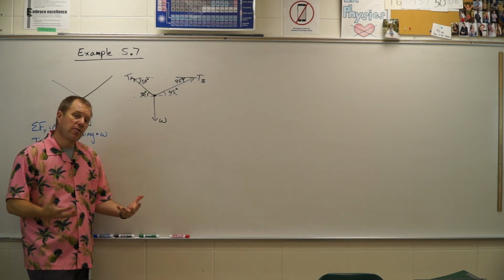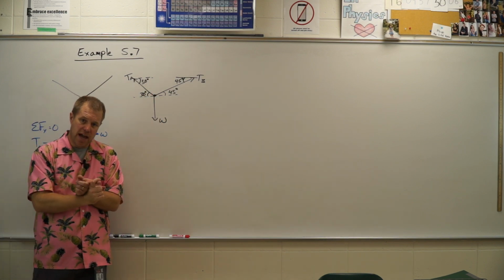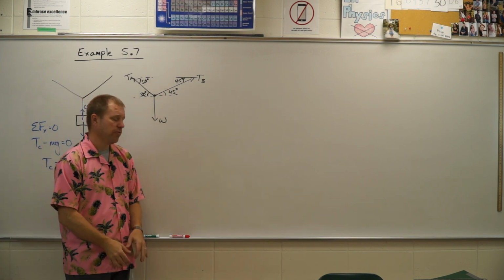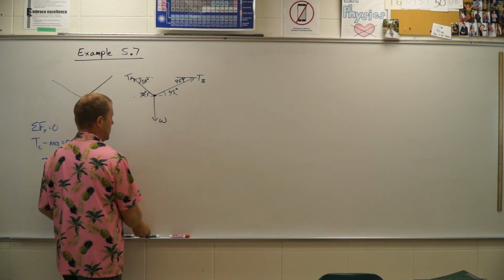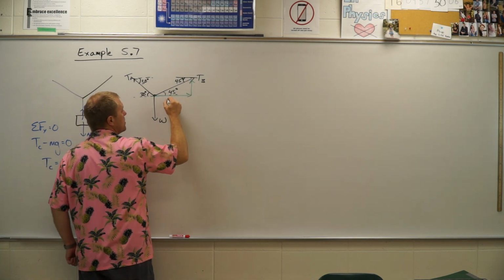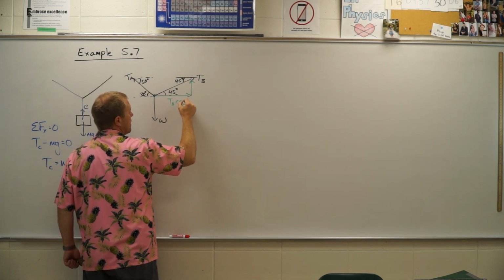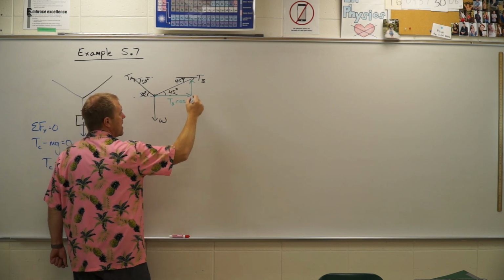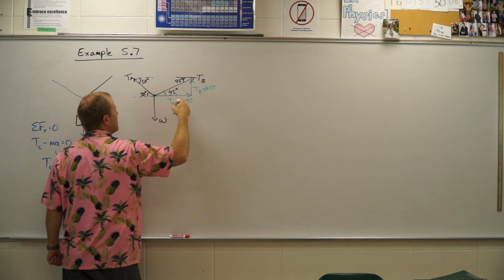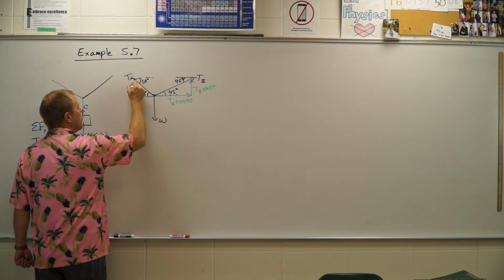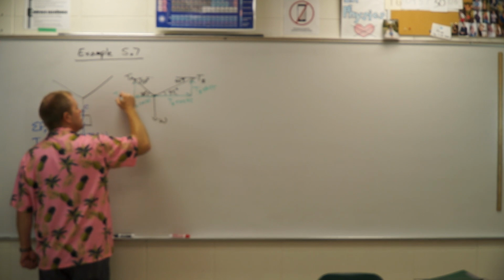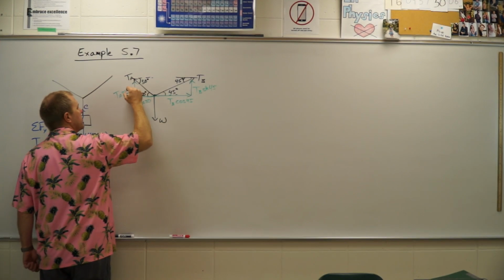In order to generate our equations, we want to generate one in the x and one in the y. When we have things at angles like this, that means we need to resolve those forces into components. So I'm going to go ahead and resolve TB into its two components. This one is going to be TB cosine of 45 because it's adjacent to the angle. This one is going to be TB sine of 45 because it's opposite the angle. Same kind of deal over here. We have tension A cosine of 30, tension A sine of 30.